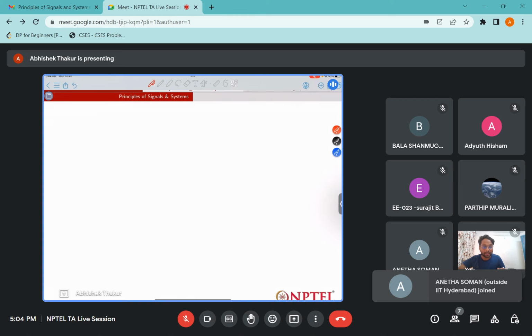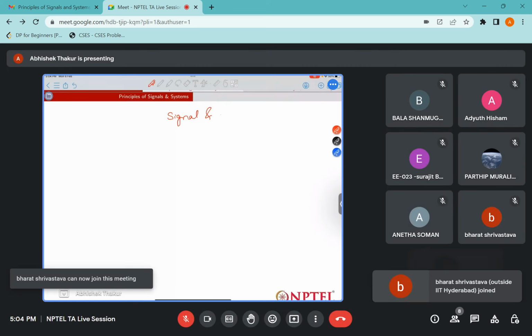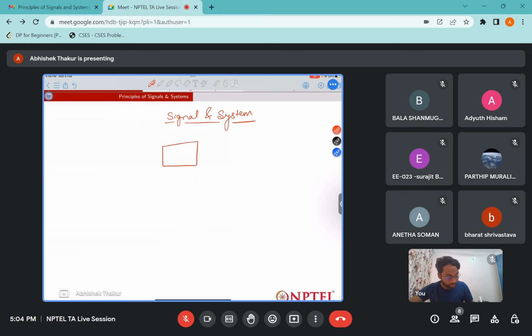So first we'll see what is a signal and what is a system. In this subject, signals and systems, you can see two words here, one is signal, one is system. So there is a system and there is a signal. Some signal x(t) is given to a system. Let's suppose this is H, and it may be H(omega) or H(t), whatever. This system transforms the signal and gives the output y(t).